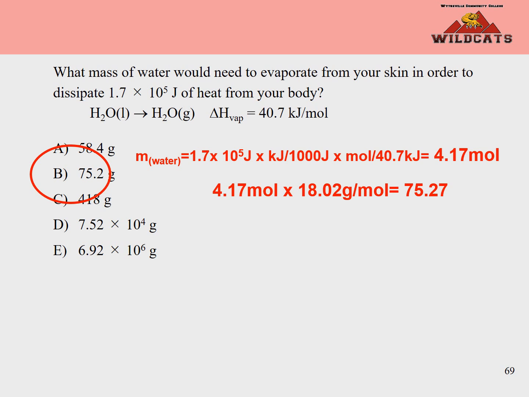That's 75 milliliters of water to dissipate 1.7 times 10 to the fifth joules of heat from your body, which is basically about 170 kilojoules, which is about 60 calories.